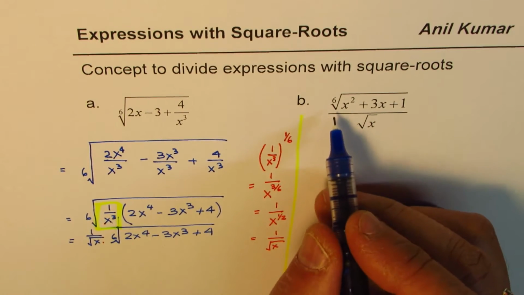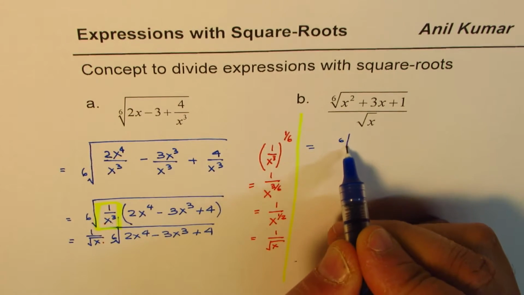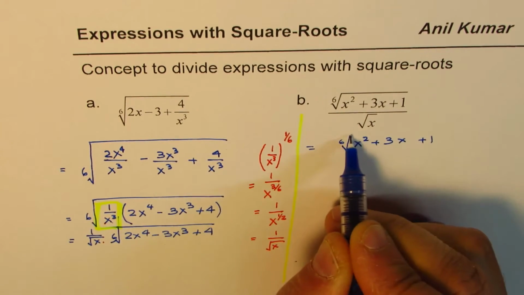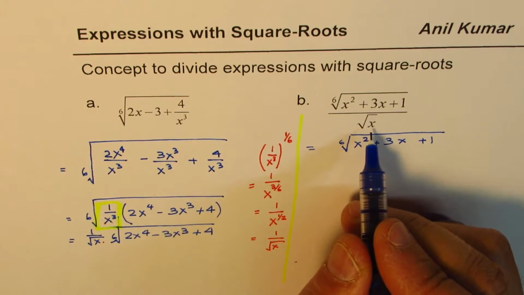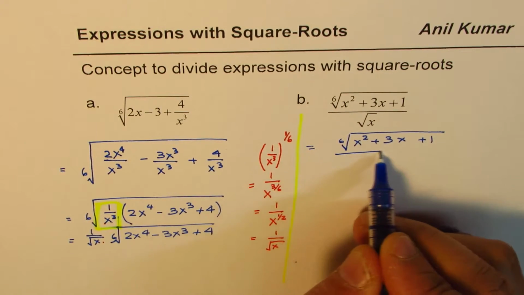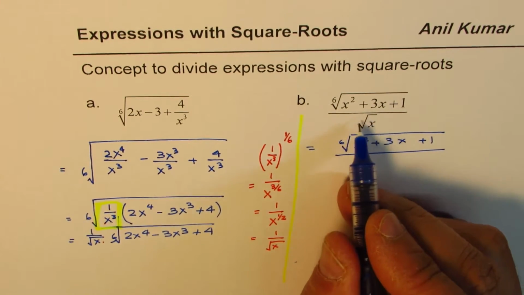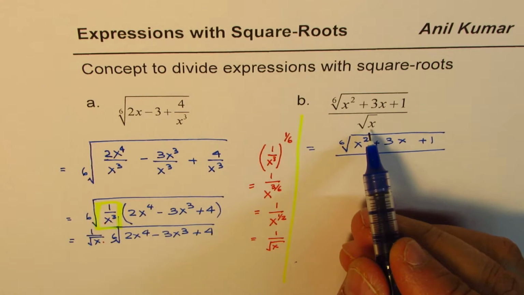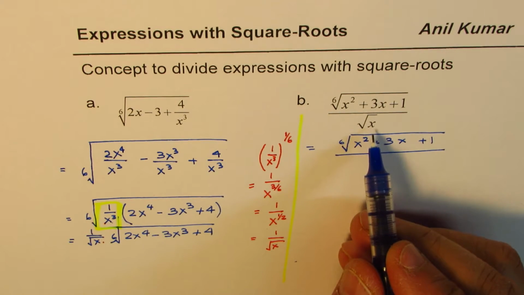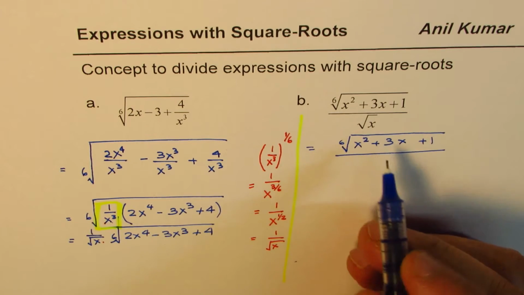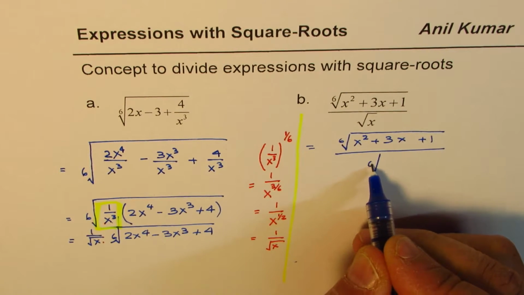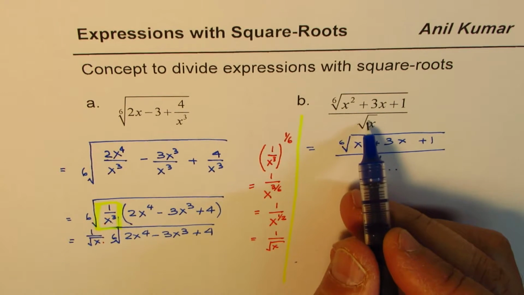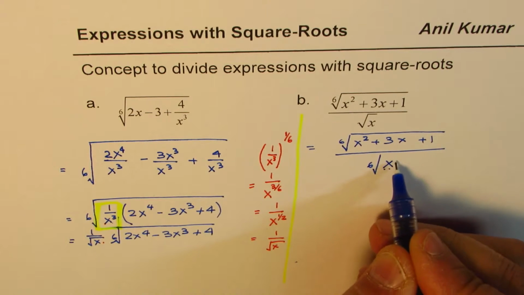We already have in the numerator the sixth root of x squared plus 3x plus 1. What is the denominator? It is to the power of half. How can I write it as a sixth root? That is my question. So we have something to the power of half. What can I write this as? I could write this as the sixth root of what, so that the result is to the power of half? So it is obviously x cubed.